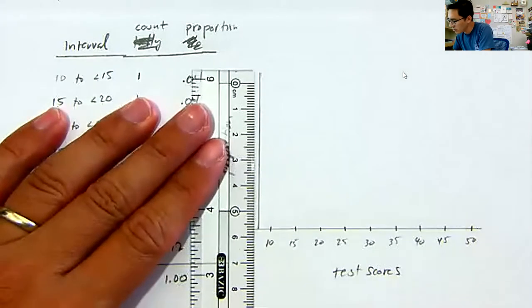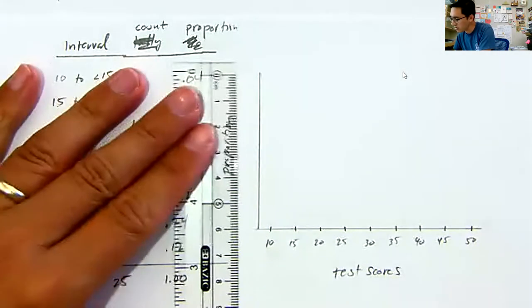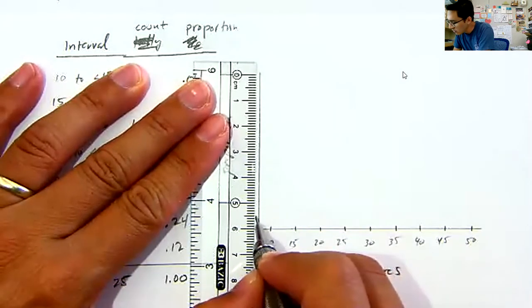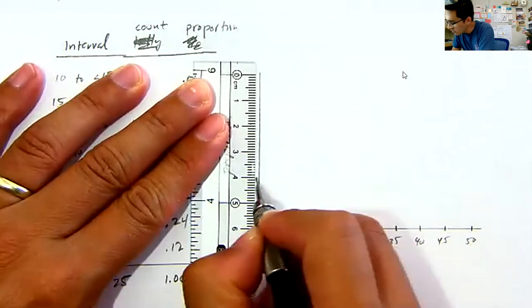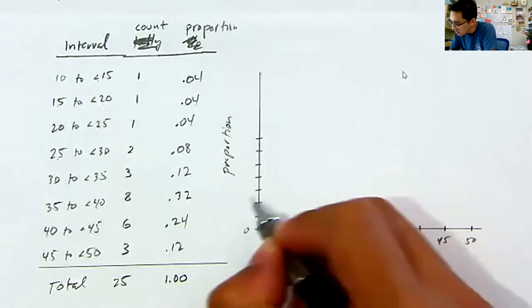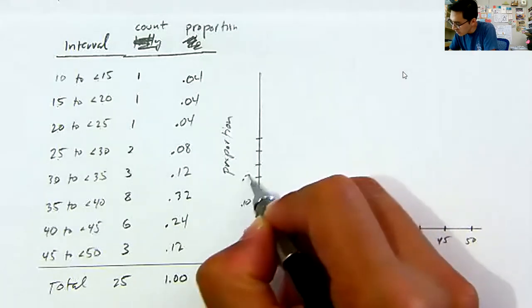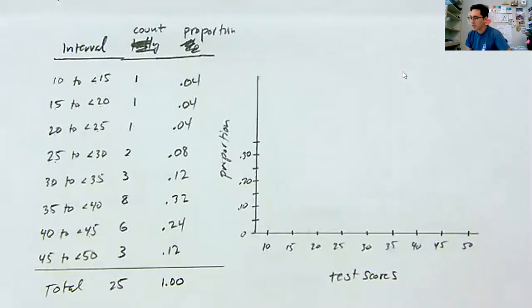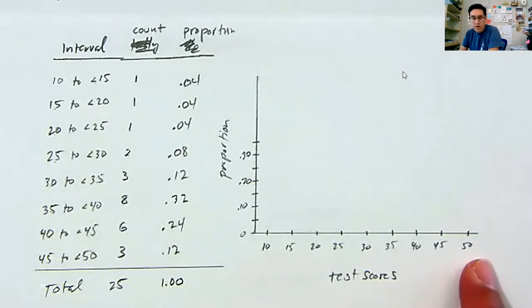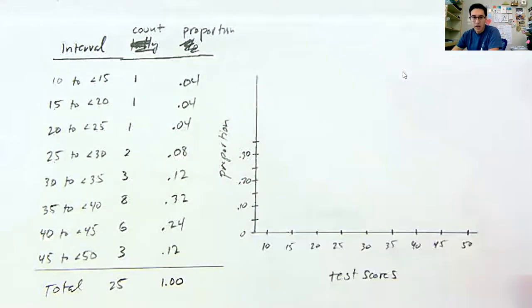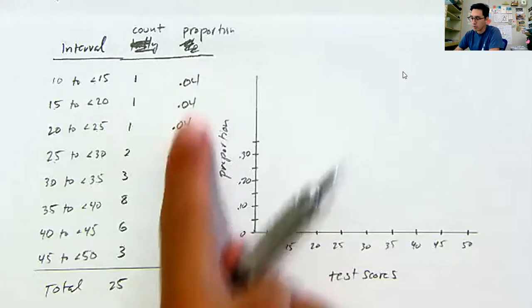So let's see, the highest one is 32. So let's go 0, 5, 10, 15, 20, 25, 30, 35. That's as far as I need to go. 0, 0.10, 0.20, 0.30. All right. So we've got test scores on the horizontal axis and the proportion, or you can write it as a percentage, on the vertical axis. And now we're just going to draw bars where the height of the bar is going to match up with the proportion.